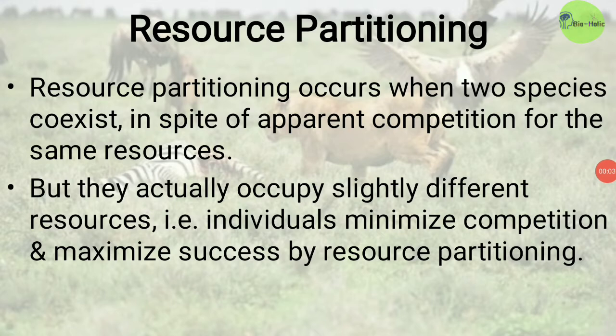Now, the second outcome of competition is resource partitioning. Resource partitioning occurs when two species coexist in spite of apparent competition for the same resources, but they actually occupy slightly different resources, or I can say obtain resources in slightly different ways. That means individuals minimize competition and maximize their success rate. And dividing up resources in this manner is called resource partitioning. Okay?